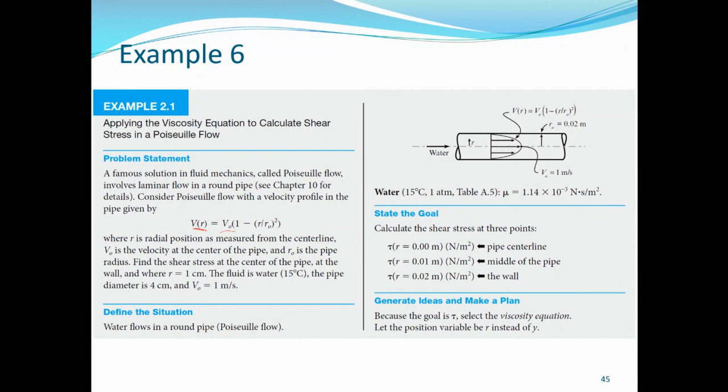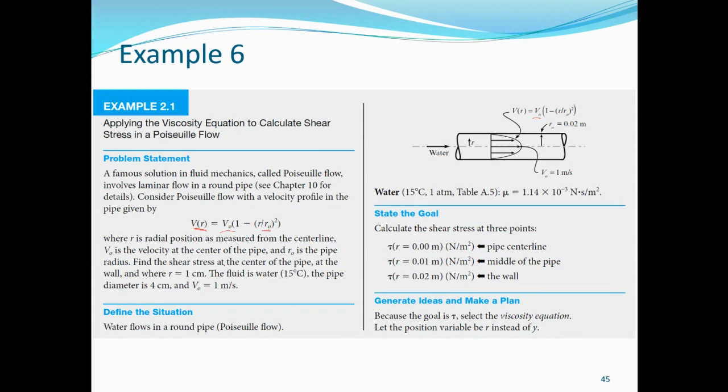Okay, find the shear stress at the center of the pipe, at the wall, and where R equals 1 centimeter. The diameter is 4 centimeters and V naught is 1 meter per second. So the only variable we have is R. V naught is constant and R naught is also constant. So to calculate the shear stress at these 3 points, we simply substitute R, isn't it? Because it's the only thing that is variable.